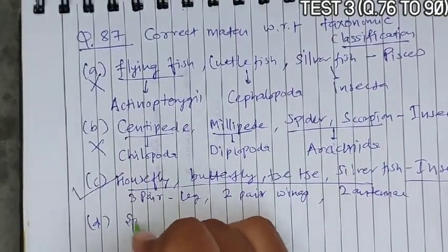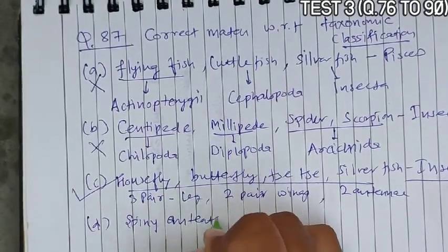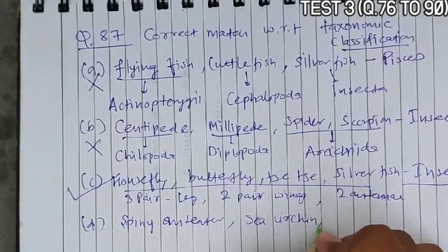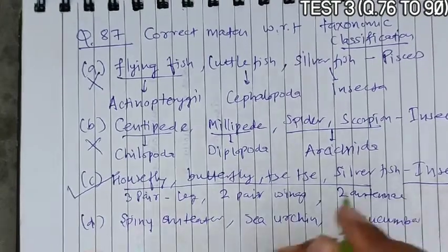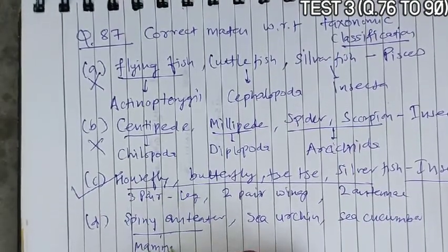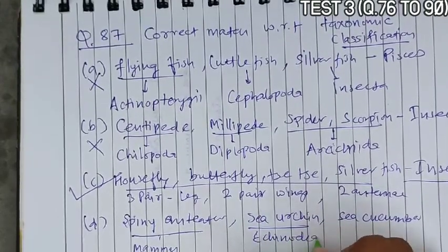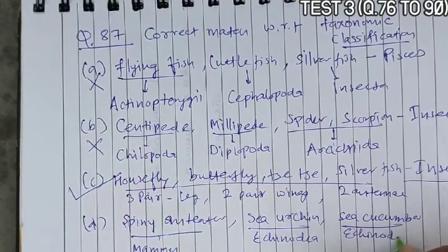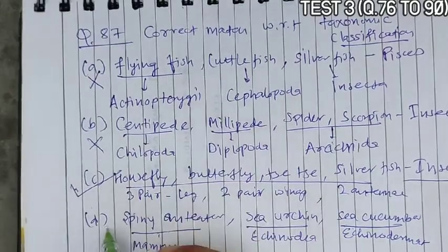D is given spiny anteater, sea urchin, sea cucumber. Spiny anteater belongs to mammals. Sea urchin belongs to Echinodermata. Sea cucumber also belongs to Echinodermata. So C is the correct answer.